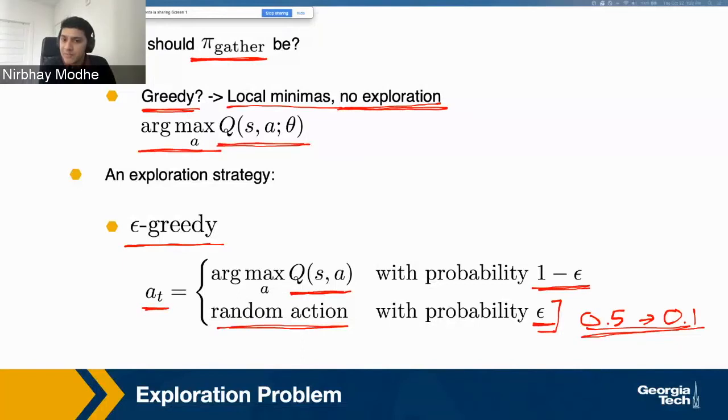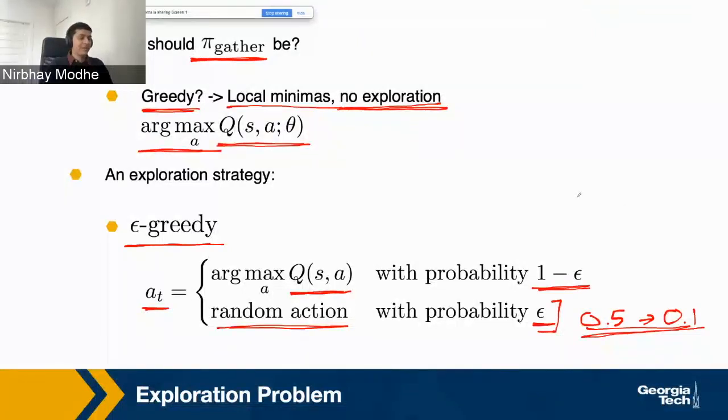So there's a question: is S prime the expected or actual state after taking A from state S? The answer is that it is the actual state. It is not a distribution over states. It is as if you sampled from the distribution of possible next states given S and A. So it's one sample from that distribution. It is the actual next state which the agent encountered while taking that trajectory.